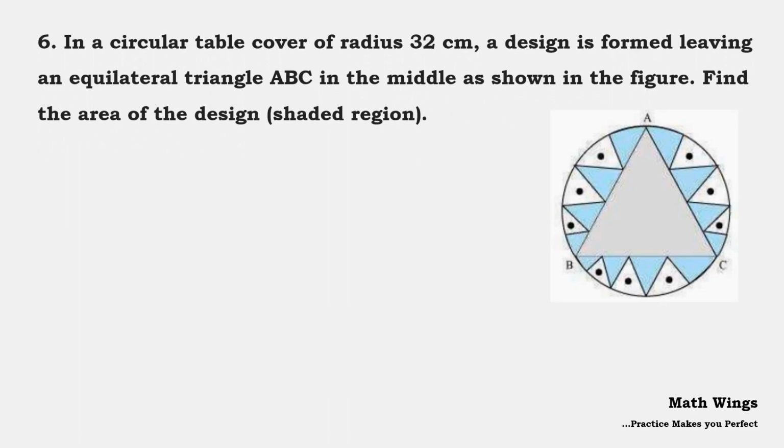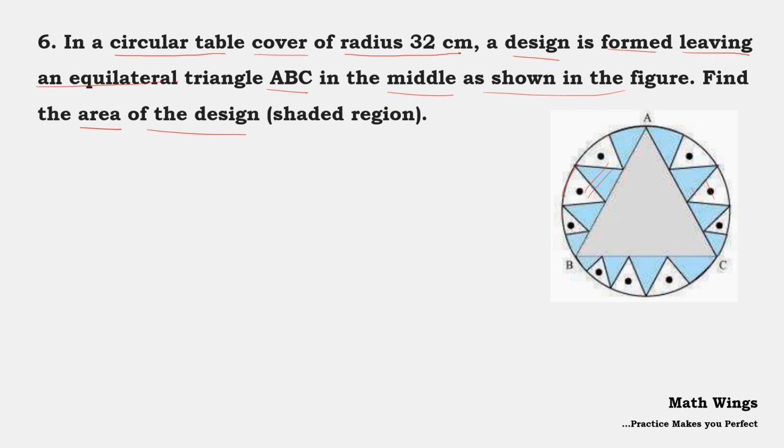What do we have given here? We have given that in a circular table, we have a cover of radius 32 centimeter. Remember, the radius is 32 centimeter. A design is formed by leaving an equilateral triangle ABC in the middle as shown in the figure. Find the area of the design, or we have to find the area of this shaded region.